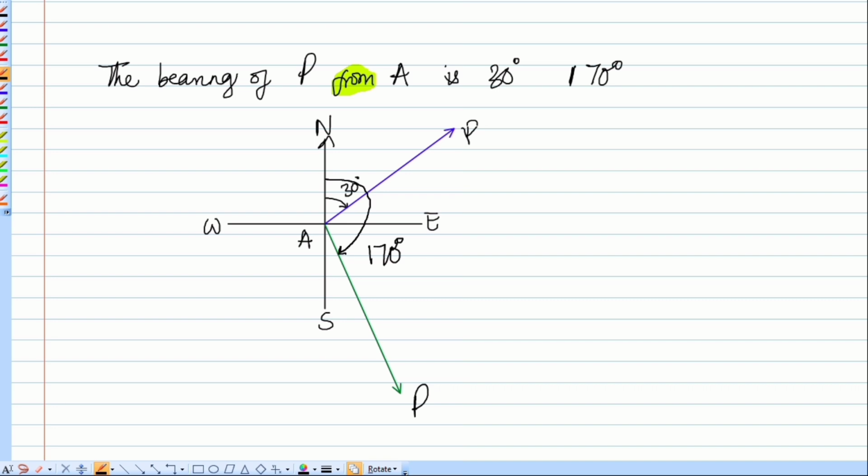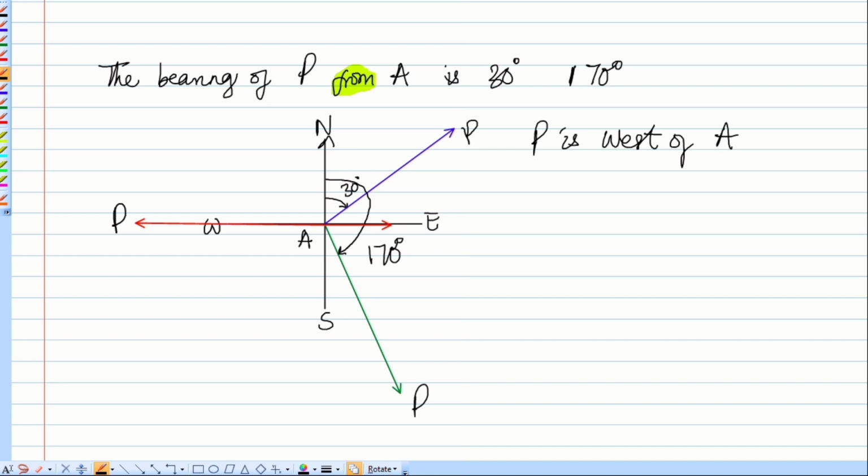Okay, what if we are told that P is west of A? If we are told that P is west of A, what that simply means is that we should just go from the west of A. So at A, P is just in the west direction. So that's what it means. If we go in that direction, we're going to get to P. So that's what the bearing simply means.